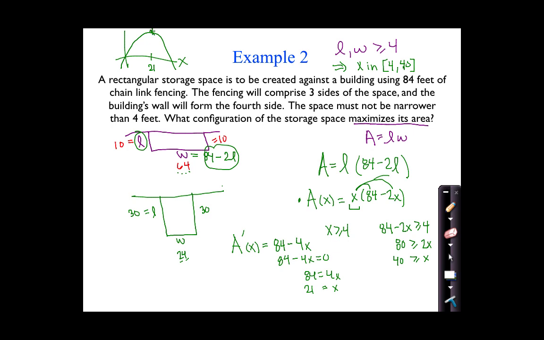The maximum is not going to happen at those endpoints at 4 or at 40, which would be slightly before the intercepts. The maximum is going to happen when x, which was L here, is 21. So this x, which I had previously as L, gives me the best options here.